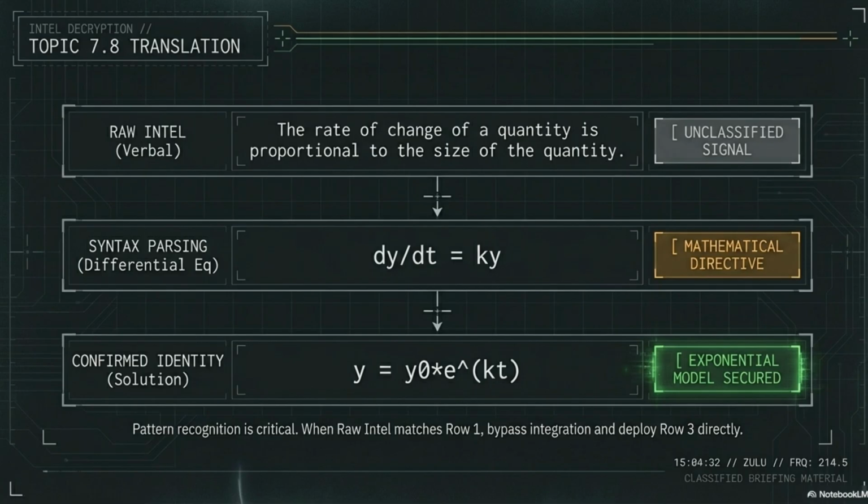We now move to Intel decryption for topic 7.8. Pattern recognition is critical here. When you intercept the raw verbal statement that the rate of change of a quantity is proportional to the size of the quantity, it translates to the mathematical directive dy dt is equal to k times y. Once recognized, you are authorized to bypass integration entirely and deploy the confirmed exponential model, y equals y sub 0 times e to the kt.